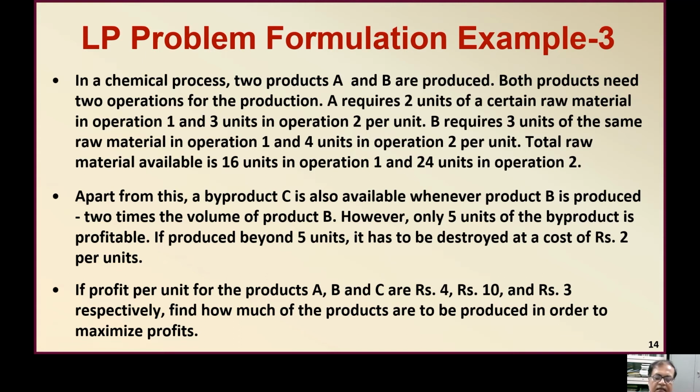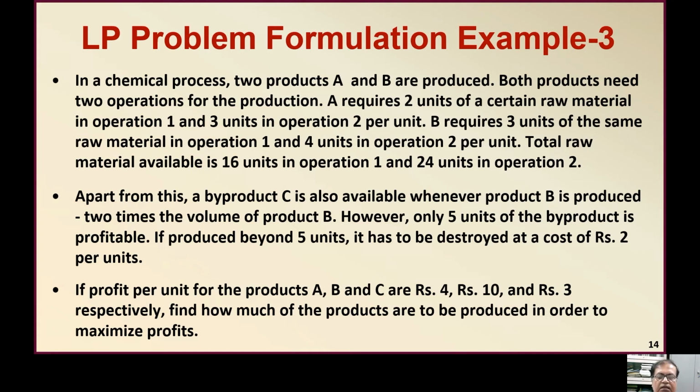Apart from this, there is a byproduct C which is also available whenever product B is produced, 2 times the volume of product B. However, there is a clause. Only 5 units of this byproduct is profitable. If produced beyond 5 units, it has to be destroyed at a cost of rupees 2 per unit.